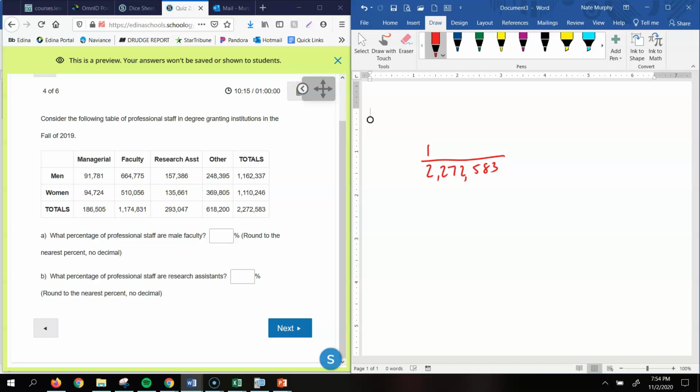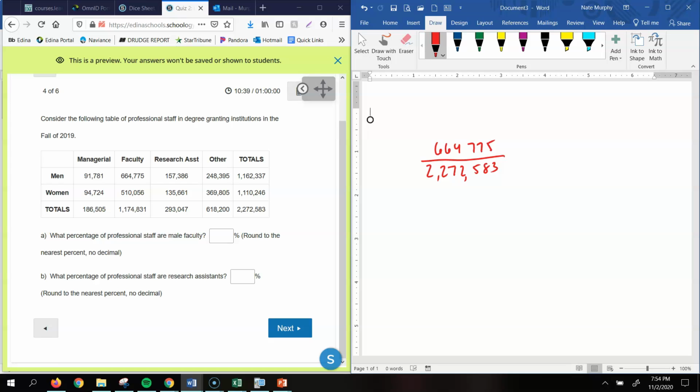Oh, no, I'm sorry. The male faculty would just be the 664,775. Okay, because the other ones are research assistants, managerial staff, and other. So we would have 664,775 that are male faculty out of the total professional staff.